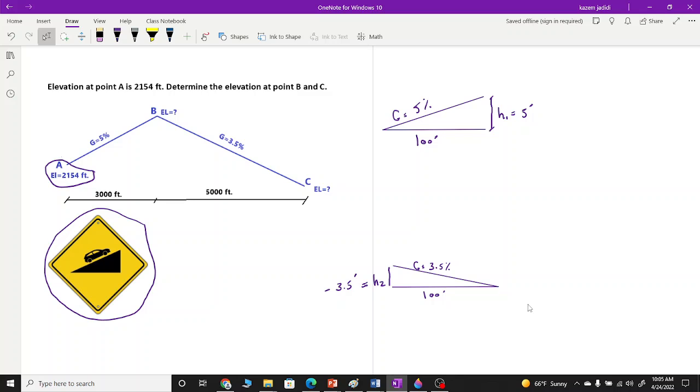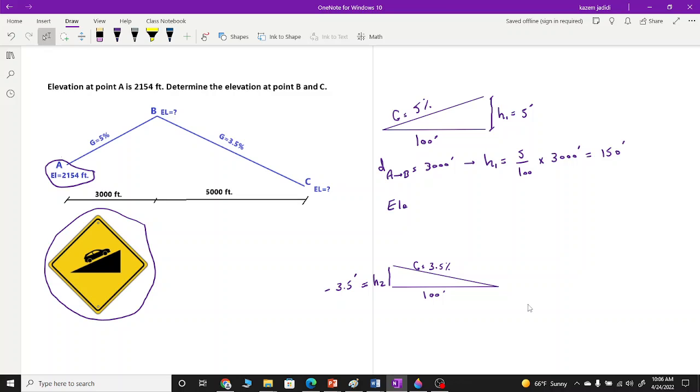Elevation at point A is given, and distance from A to B is 3,000 feet. Now let's first calculate H1. H1 is going to be 5%, means 5 over 100 times the total distance that we are moving on this grade, which is 3,000 feet. Therefore, it's going to be 150 feet gain in elevation, or change in elevation.